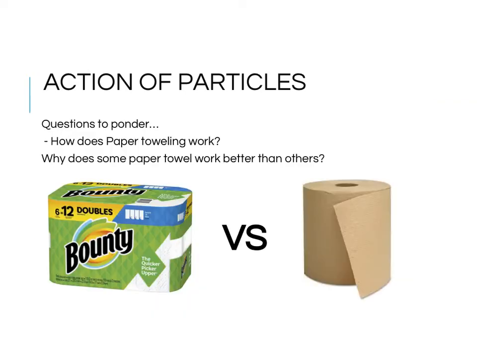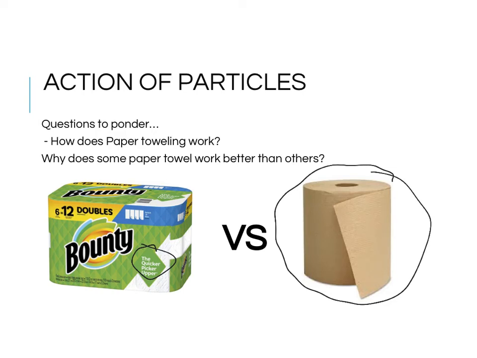So a couple of questions for you to ponder on these vocab terms. How does paper toweling work? Bounty, quicker picker upper, right? How does that stuff work? Why would we rather have a 12-pack of this as opposed to our phenomenal paper that we have at school? Well, if you think about it in terms of capillary action, the Bounty, you can actually see it right here. If you take a nice piece of paper toweling, what does that have that we really don't see over here? Well, pores, right? That has a lot more pores that allows that capillary action to soak up a lot more water.